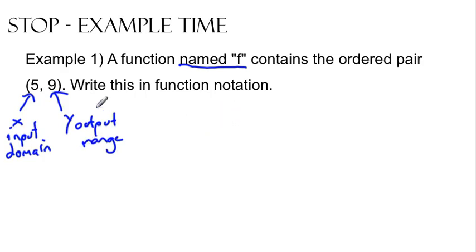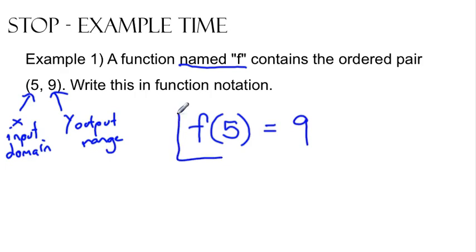And so what I do is I'm going to use 5 for x, 9 for my output. So I would say f, because that's the name of my function, f of 5, and remember that's read "f of 5," so function with an input of 5 is equal to 9. And this is that same thing that I just wrote up there, written in function notation.